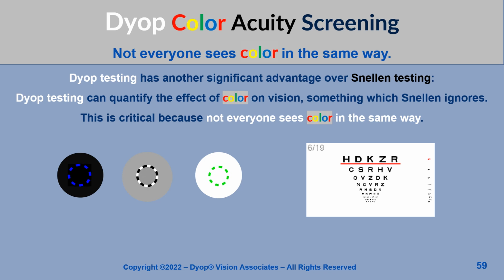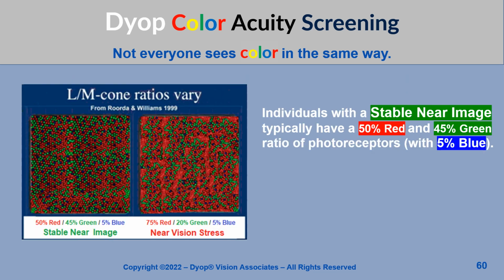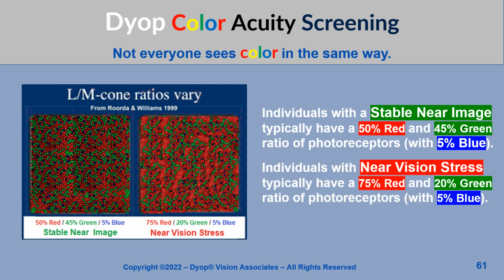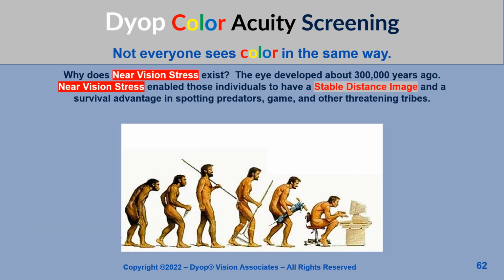This is critical because not everyone sees color in the same way. Individuals with a stable near image typically have a 50% red and 45% green ratio of photoreceptors. Individuals with near vision stress typically have a 75% red and 20% green ratio of photoreceptors. Why does near vision stress exist? The eye developed about 300,000 years ago.